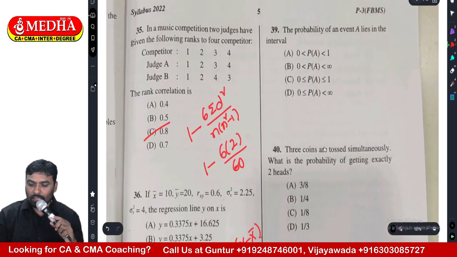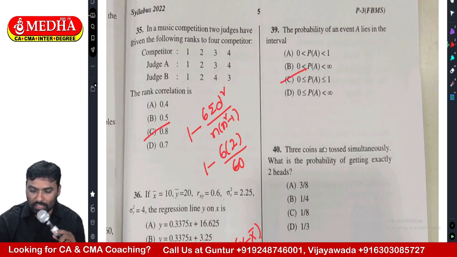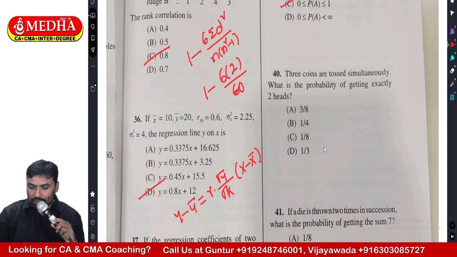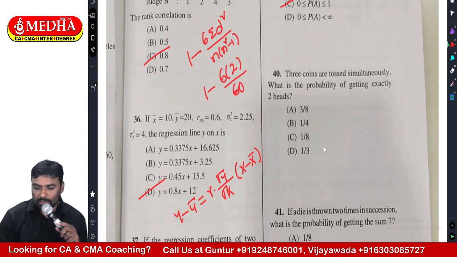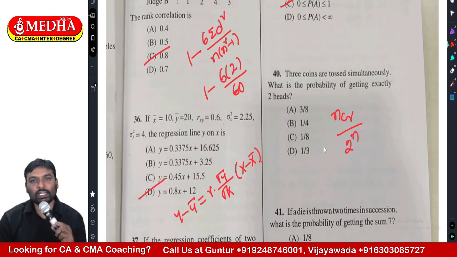Next 39, probability. The limits for probability are 0 to 1, including both, including 0 and including 1. Next 40, based on coins. Here, based on coins, the formula is nCr by 2 to the power n.